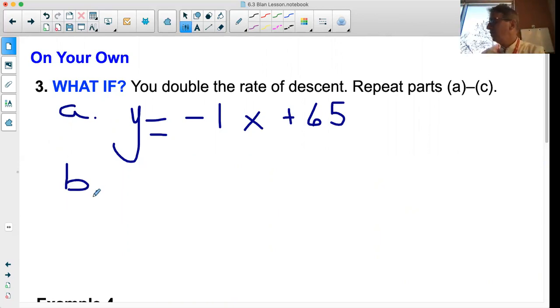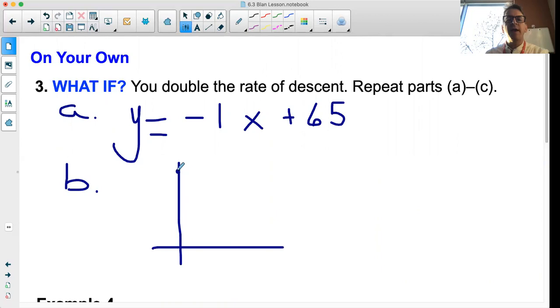Letter B, if you were asked to graph that, you would have a graph that would look like this. You would still have the same y-intercept, (0, 65), but your descent would be steeper, okay? Your steeper line, so after 10 minutes, it would be down to 55, and so forth.